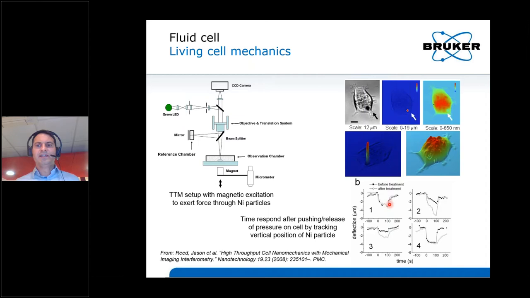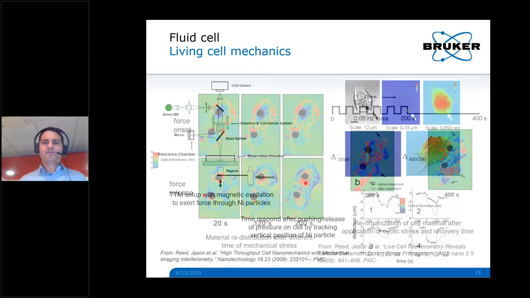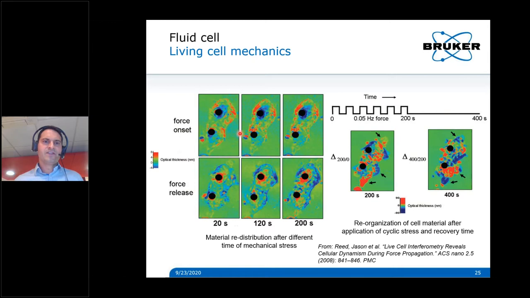So you're doing some local rheology depending on different cells, so you have different behavior of the cells, as well as different locations of the beads, maybe on different organelles. But of course, you can also check internally how the cytoskeleton of the cell reorganizes under the pressure.